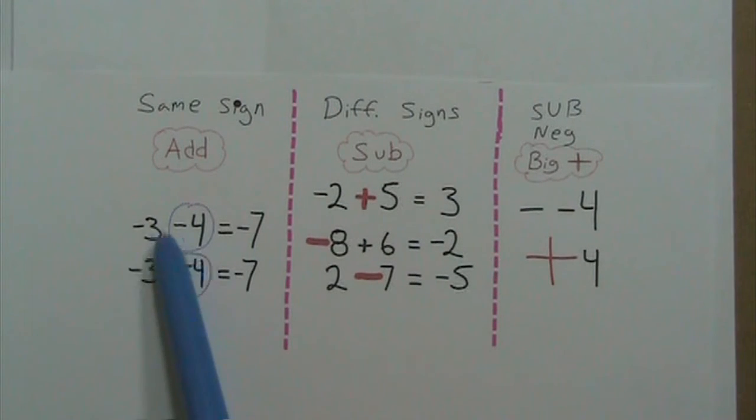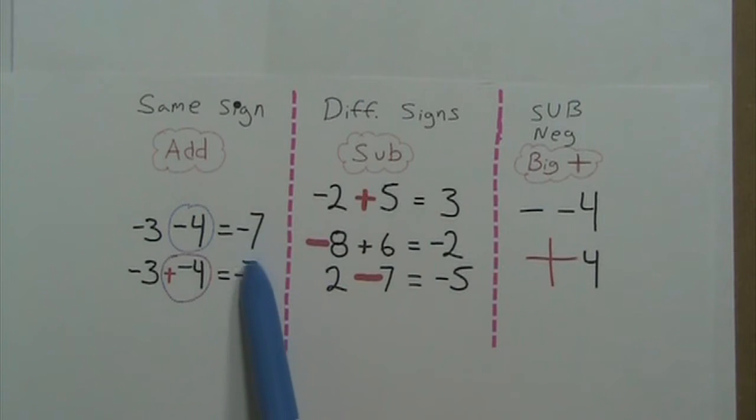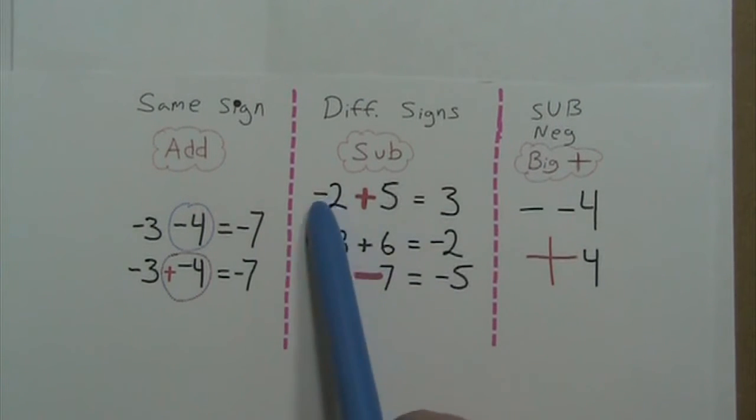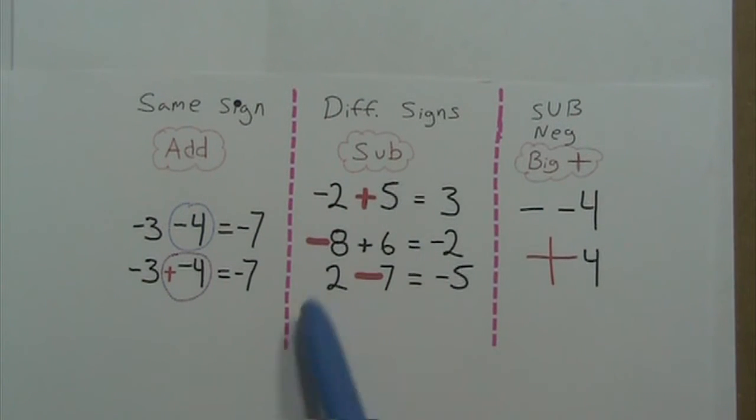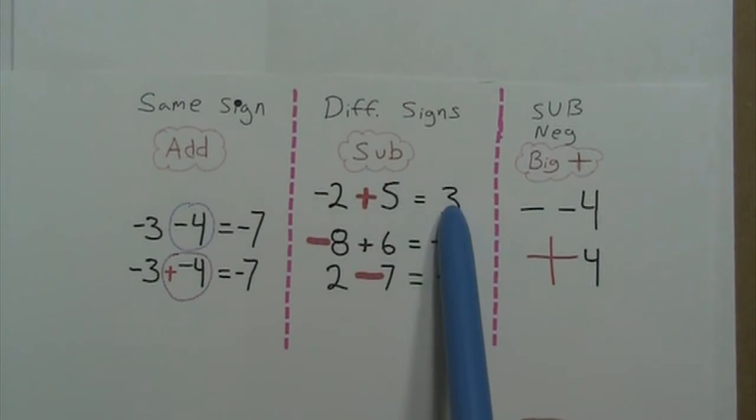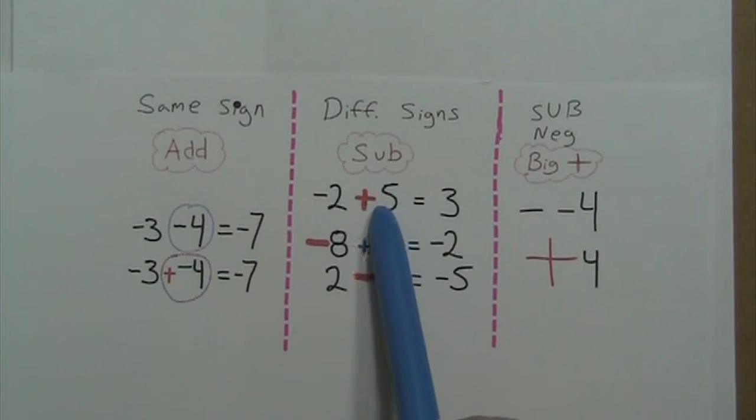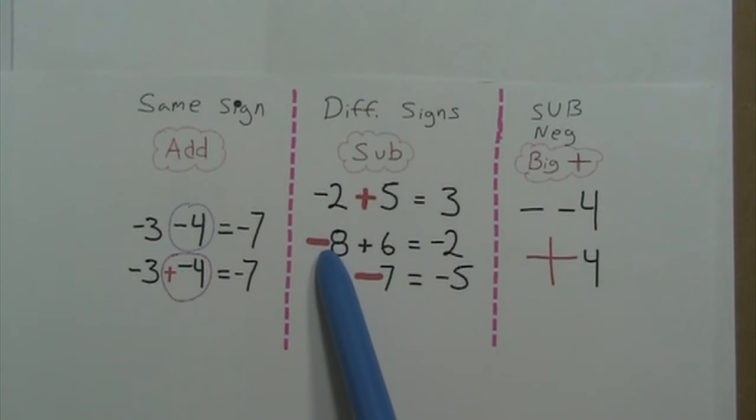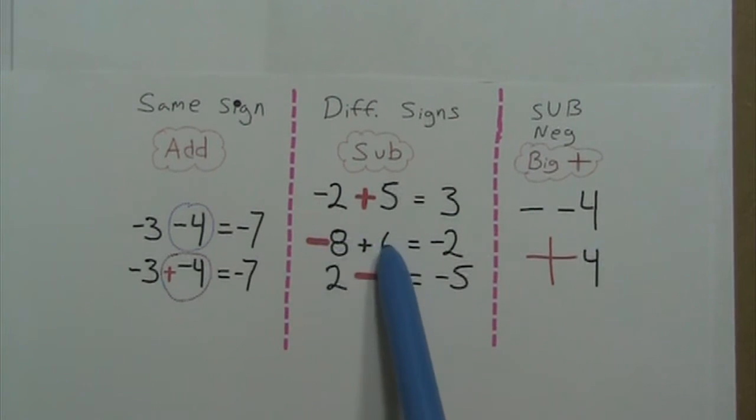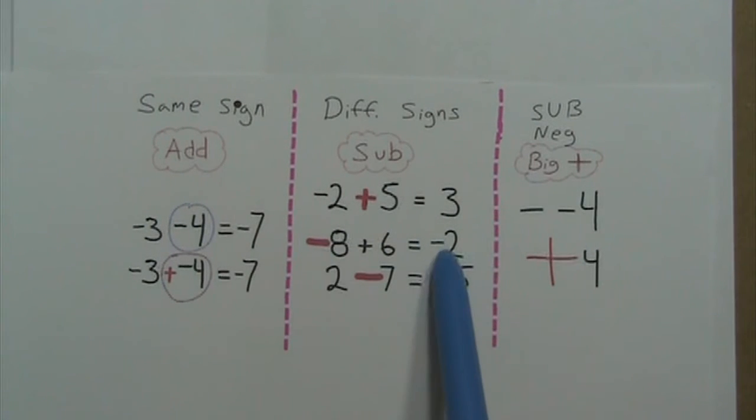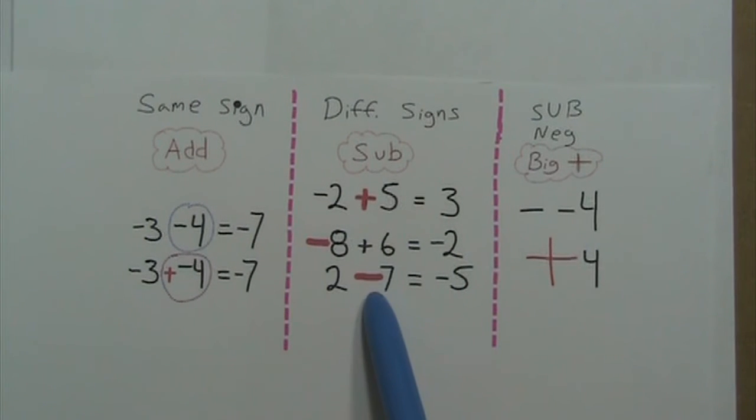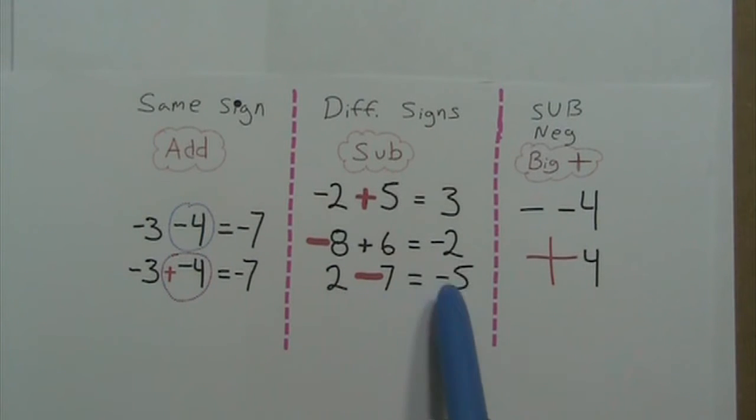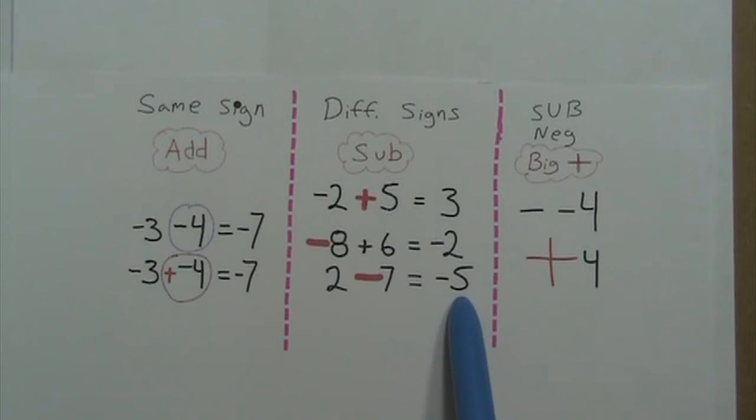So over here, they're the same sign, add them up. Keep the sign. If they're different signs, go ahead and subtract them. So 5 take away 2 is 3, and there's more positive, therefore the answer is positive. If there's more negative, subtract it. 8 take away 6 is 2, but it's going to be a -2. And 7 take away 2 is 5, but there's more negative, so the answer would be negative.